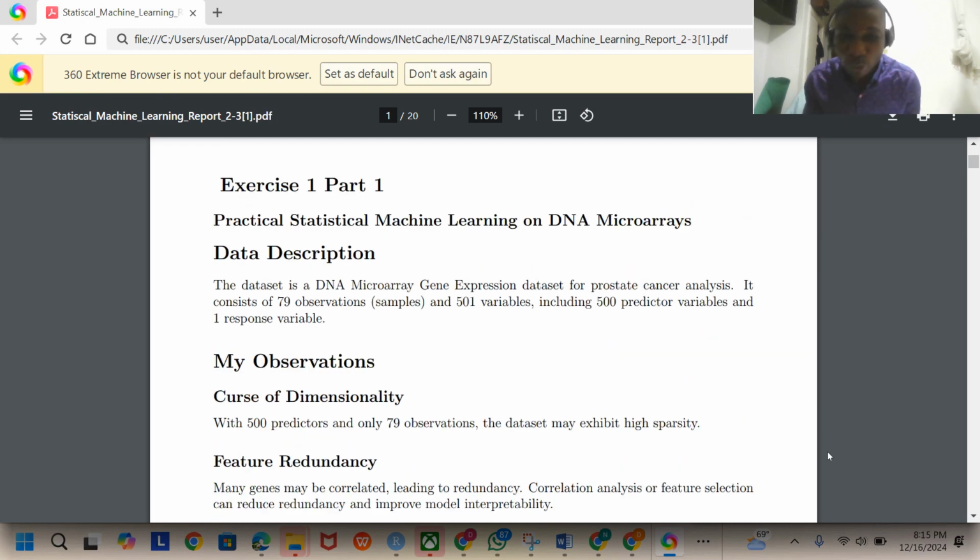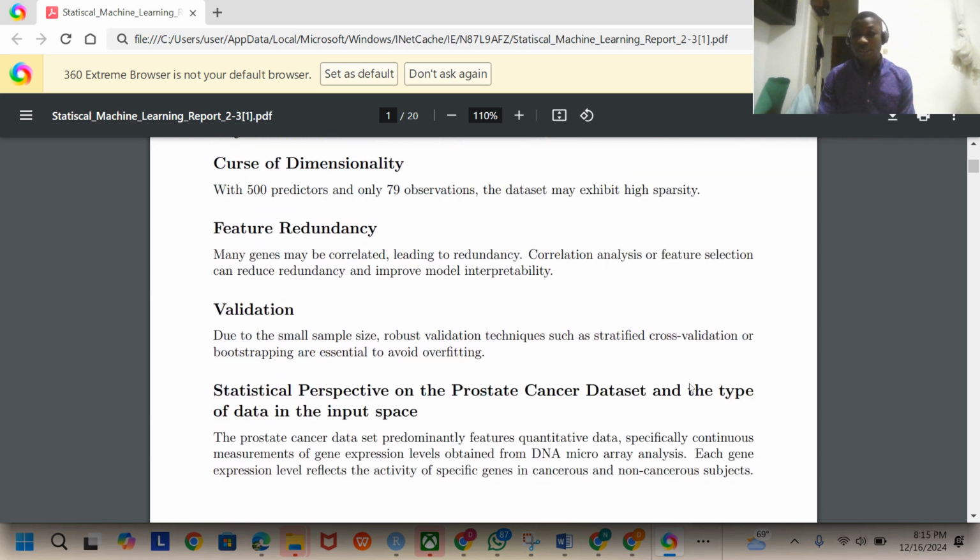And the data set to be exploited is a DNA microarray gene data set, made up of whether a person is having prostate cancer or not. The data set is made up of 500 independent variables and 79 observations. So clearly we have a case of dimensionality here, since our number of variables is more than the observations.